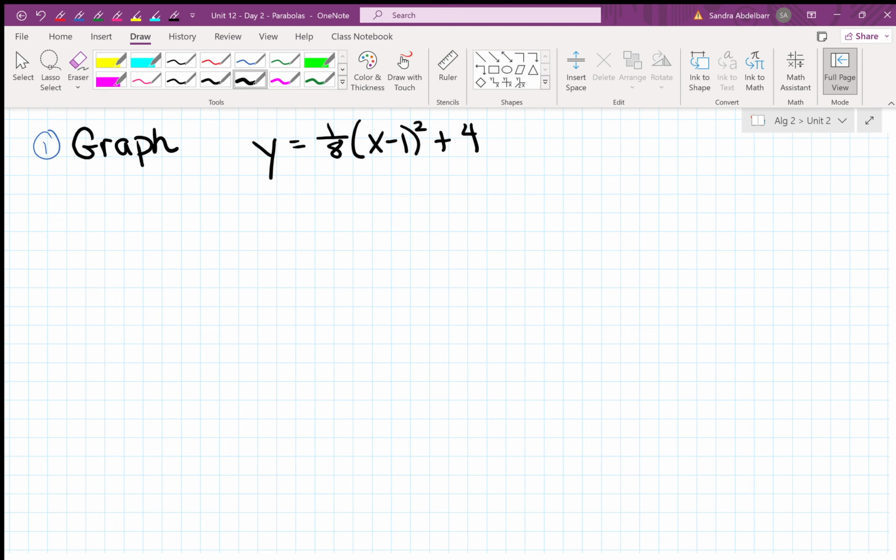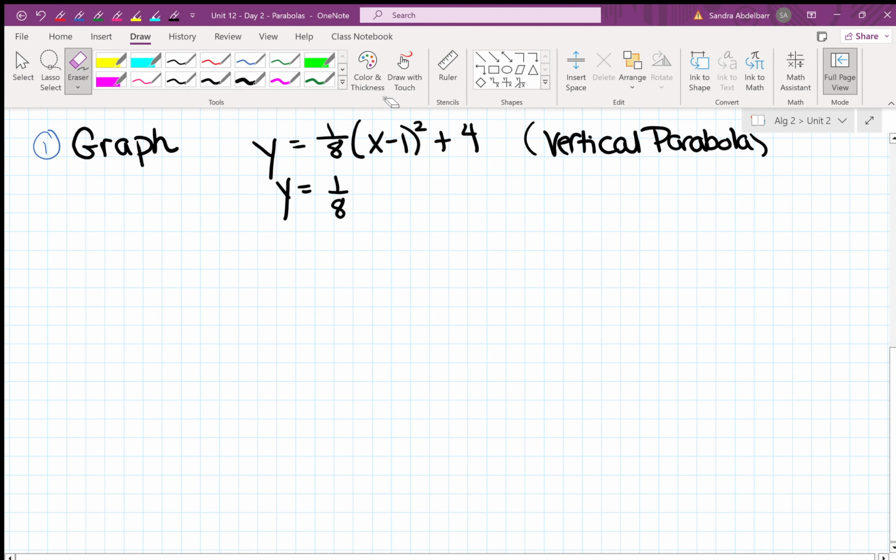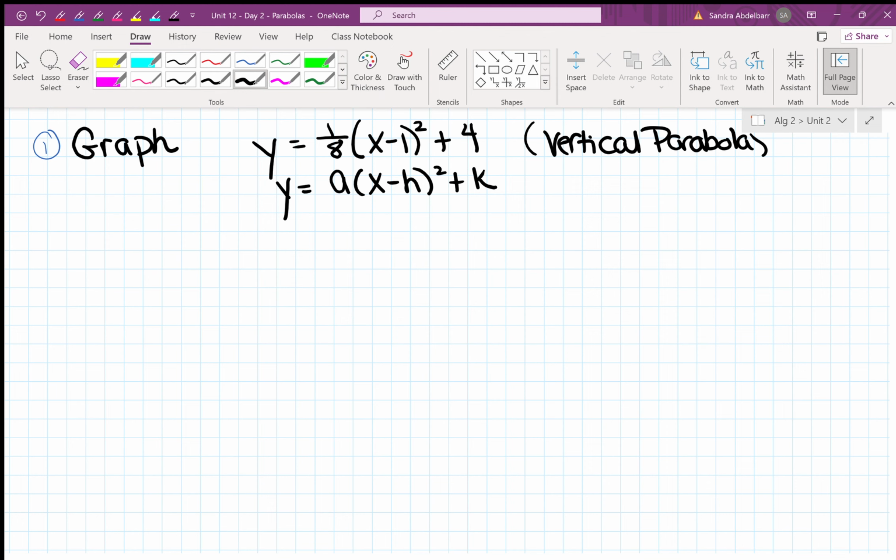All right, so our two options are vertical parabola versus horizontal parabola. This is a vertical parabola. Someone tell me, how do I know that this is a vertical parabola and not a horizontal parabola? Arish: Because it's y equals. And we know the vertex form of a vertical parabola is y equals a times the quantity of x minus h squared plus k.